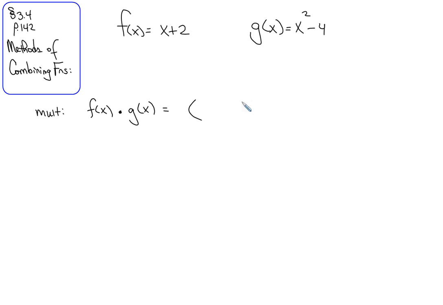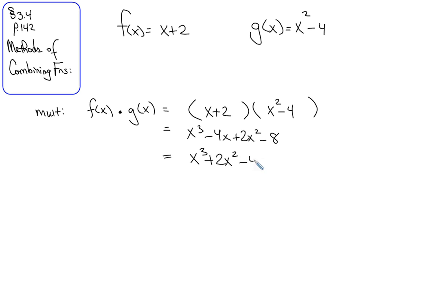So this is going to be f of x times g of x, which gives us x plus 2 times x squared minus 4. How do I work this out? FOIL. So this gives you x cubed minus 4x plus 2x squared minus 8. And if I write this in standard form, it's x cubed plus 2x squared minus 4x minus 8. And you can always just go farther.